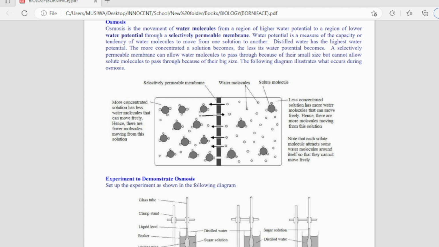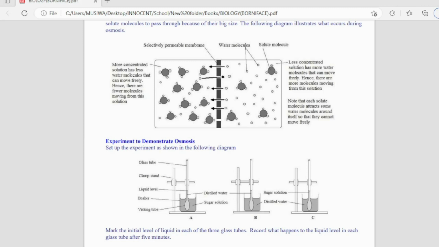Now, in some rare cases, they usually ask a question which states: what are some of the factors that need to be present for osmosis to take place? Well, that is very easy. You have to mention that for osmosis to take place, there is need for a selectively permeable membrane, and also the concentration that is involved has to have different concentration gradients.